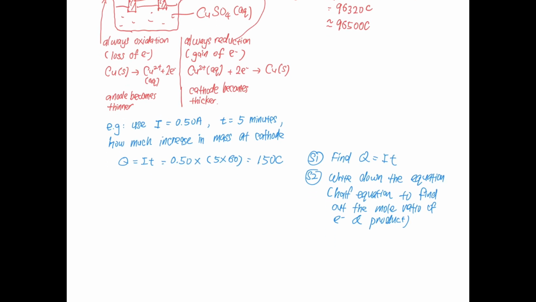Okay, so this is step 2. Let's see, this is our equation. The equation is Cu2+ plus 2 electrons becomes Cu. So we have to write this equation and find out the mole ratio of electrons and products. So the mole ratio is 2 mole to 1 mole, the electrons and the product.